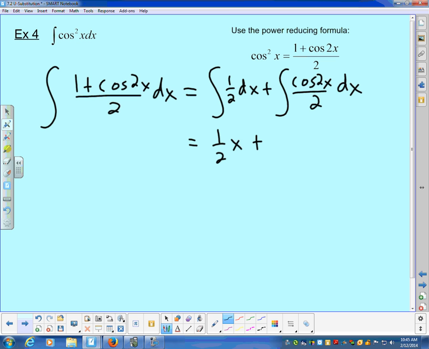what's the integral of cosine of 2x? Yeah, just sine of 2x, because the derivative of sine is positive cosine. So it's just sine of 2x, but then divided by 2. If you want to, you could do a u substitution. You would let u equal 2x, and du would equal 2 dx. And so I would have to add a 2 in here and then a 1/2 out in front. But I think we could probably handle this without the u substitution.